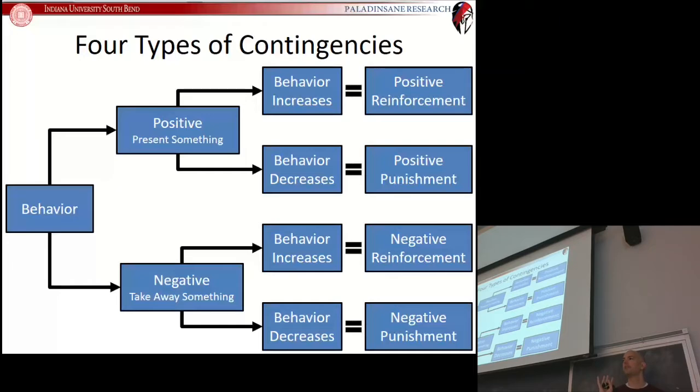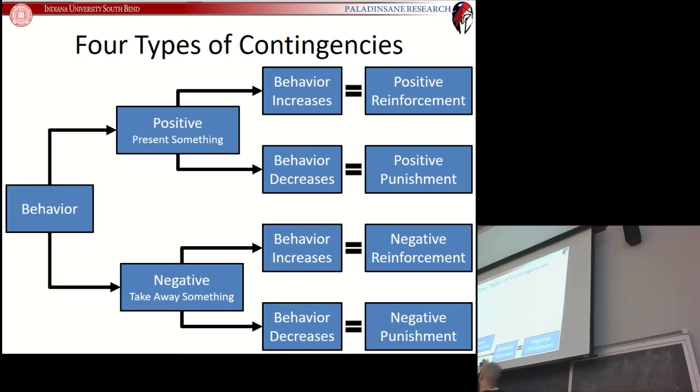Contingencies, four types of contingencies. Let's start off with removal. The removal of the restraints if Harry self-abuses. When Harry self-abused, the restraints were taken out of the room for five minutes. As we saw, Harry's self-abuse decreased as a result of that contingency. Which of the four types of contingencies was that?